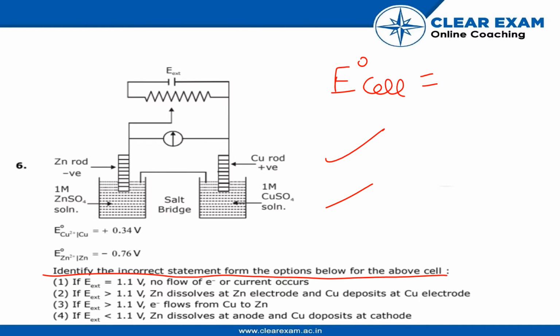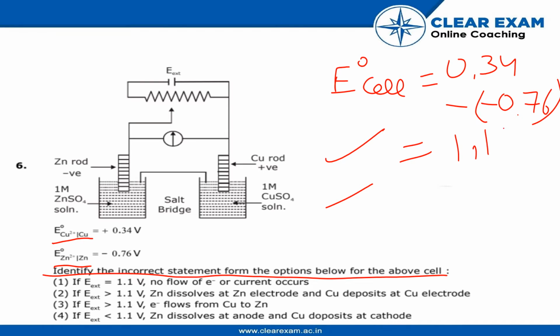Which is nothing but E naught of Cu2+/Cu minus E naught of Zn2+/Zn. So 0.34 minus of minus 0.76. So this will come out as 1.10 volt.